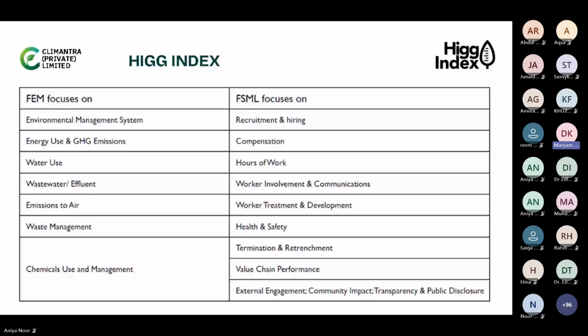It's basically the comparison between the FEM and the FSLM. First, the environment module is the environmental management system, and social follows recruitment and hiring. Environment focuses on energy use, GHG emissions, water, wastewater, emissions to air, waste management, and chemical use and management. And FSLM follows recruitment and hiring, compensation if any incident occurs, working in your organization, worker involvement, worker treatment and development, and occupational health and safety. Then it covers termination, other recruitment procedures, value chain performance, and external engagement with the communities also.